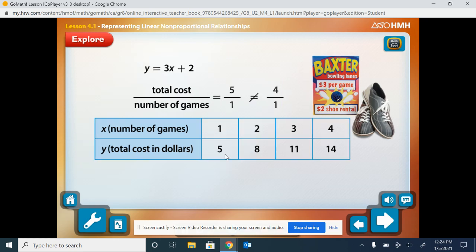The ratio between the total cost to the number of games played is not constant. So, this relationship is not proportional. So we're looking at linear equations that are not proportional. They are not proportional because they have a starting value of 2. As soon as you have the x plus something, it's going to be non-proportional, okay?